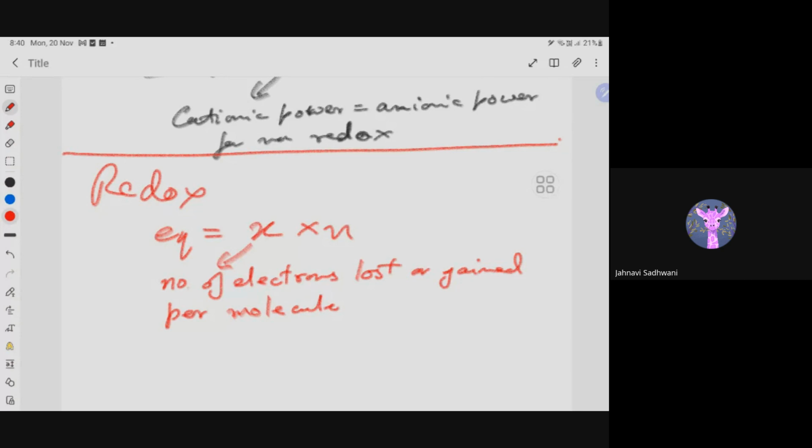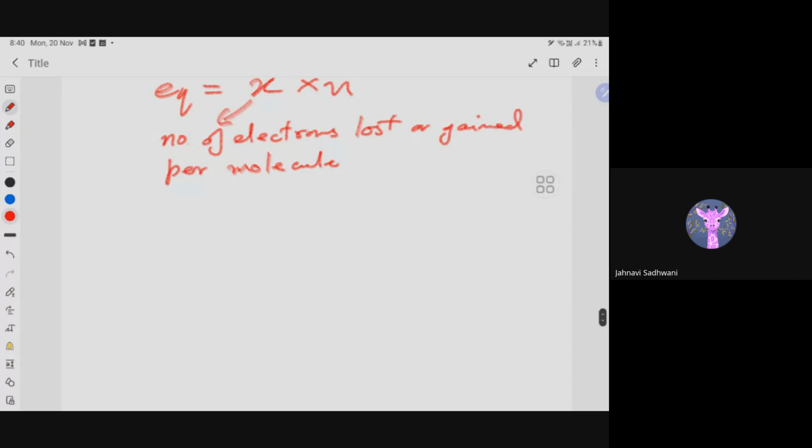Is that clear? Yes, sir. Okay. So generally in a molecule, only one element is losing or gaining. Like suppose it's KMnO4. After the reaction, whichever salt it forms, K plus remains K plus. It doesn't change the state. Suppose O remained O2 minus in some other salt, I don't care. And Mn became Mn2 plus.